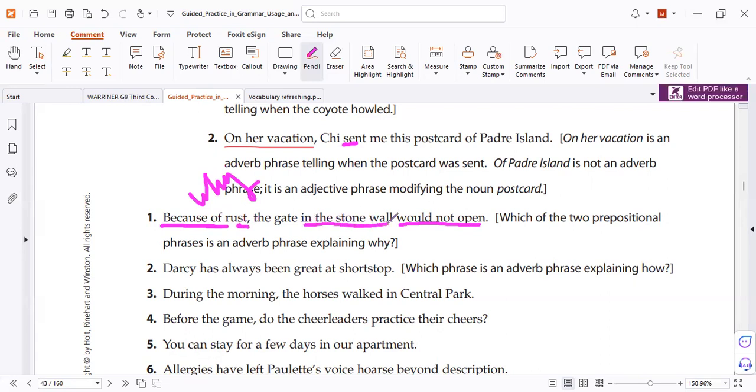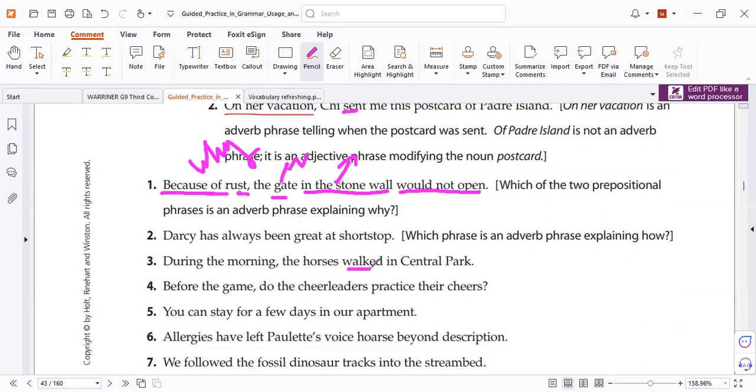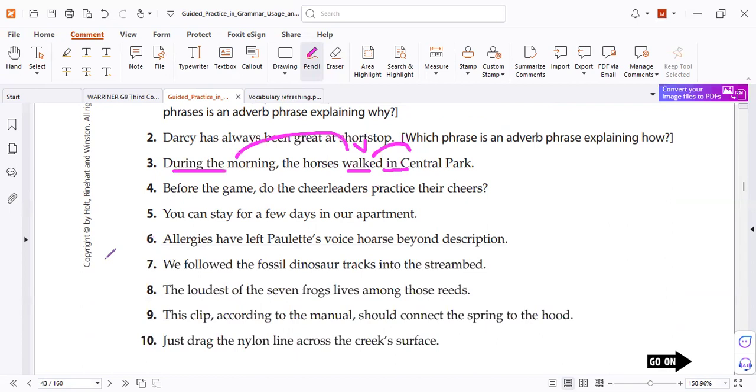In the stone wall, it modifies the noun, so this is an adjective phrase. But what I need from you in the exam and the tests is to check the meaning. Does this phrase describe the gate? Yes. Does this phrase describe where the horse walked? Yes. Does this phrase modify when the action happened? Yes. So that is the time of the action. This is the place of the action. Now number 4. Where is the phrase?